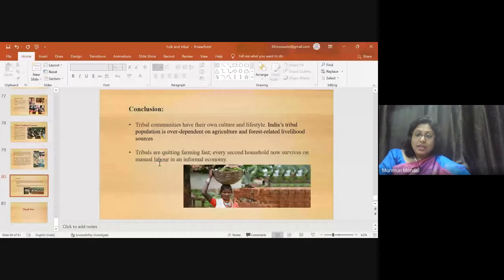The second household now survives on manual labor in an informal economy. So people are moving away from their culture due to lack of finance, lack of traditional support, and definitely lack of support from the government. Okay, with that, I am going to conclude my presentation.